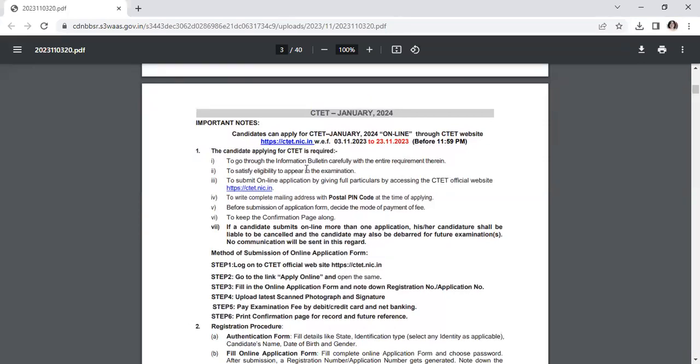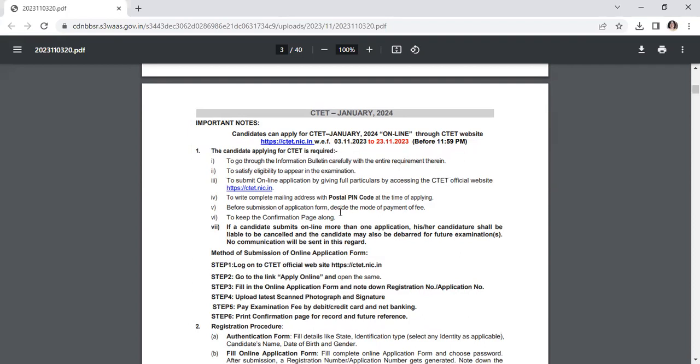The candidates applying for the CTAT are required, now, what are the requirements for the CTAT exam for that particular candidate? To go through the information bulletin carefully with the entire requirement therein. To satisfy eligibility to appear in the examination. To submit the online application by giving full particulars by accessing the CTAT official website. You are going to go over there on this official website. To write the complete mailing address with postal pin code at the time of applying. Remember, teachers, the postal pin code is important, so don't forget while applying.